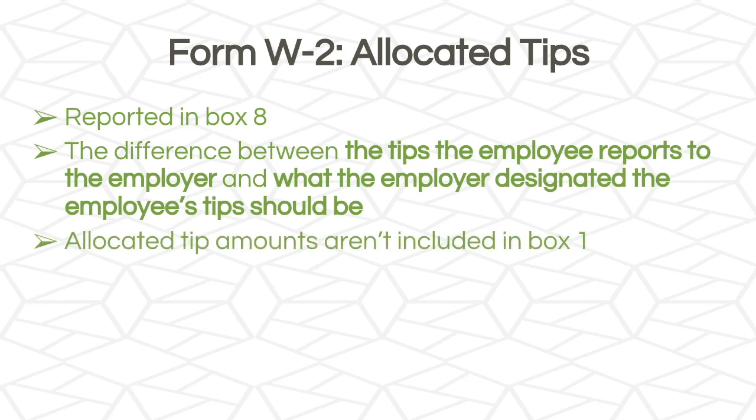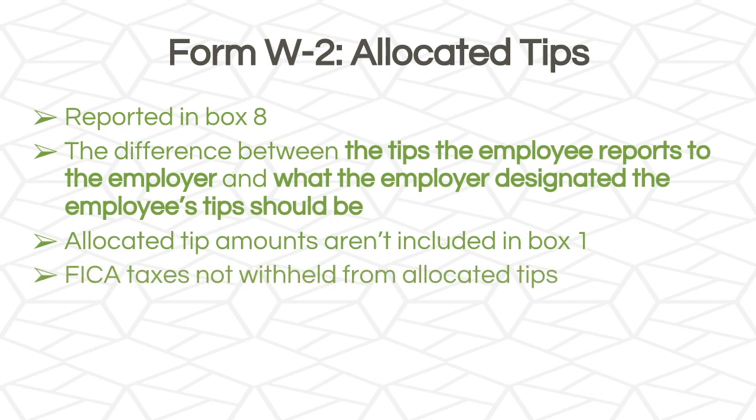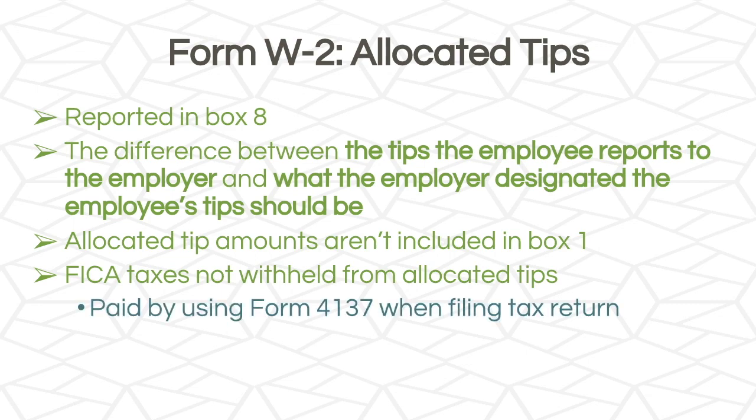Now, allocated tips aren't included in box 1, and because of the FICA taxes not being withheld from allocated tips, that's why we have a special box for them, and the taxpayer will pay those FICA taxes by using Form 4137. They'll do that when they file the tax return. So when you input the amount into box 8, it's going to automatically pull through to Form 4137, and that way the FICA taxes will be reconciled.